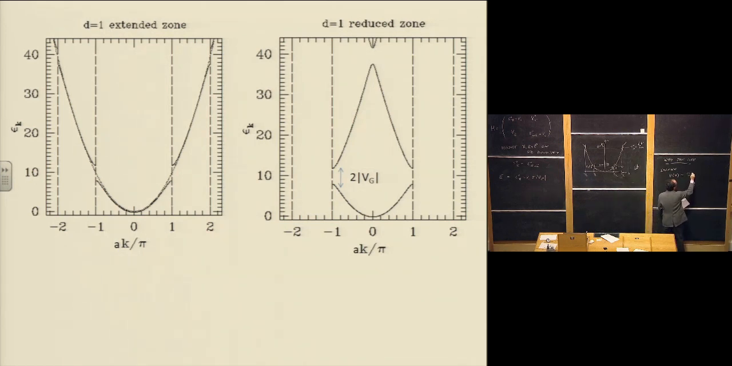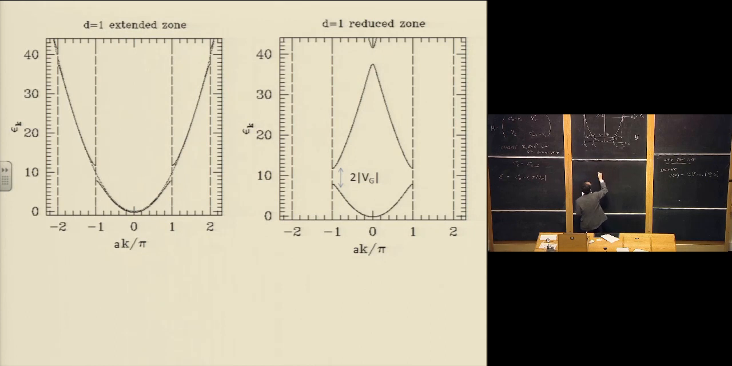So V of x, we'll choose it to be 2 V twiddle cosine 2 pi over a times x. That's a nice periodic potential. Maybe I'll even draw that periodic potential. Everyone probably knows what it looks like, but I'll draw it anyway.